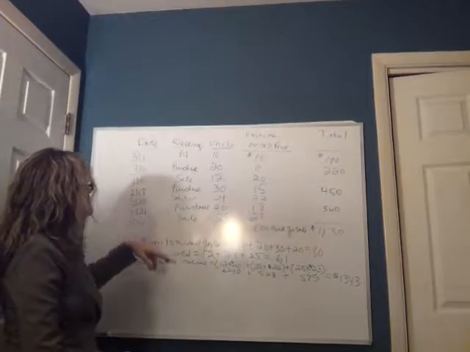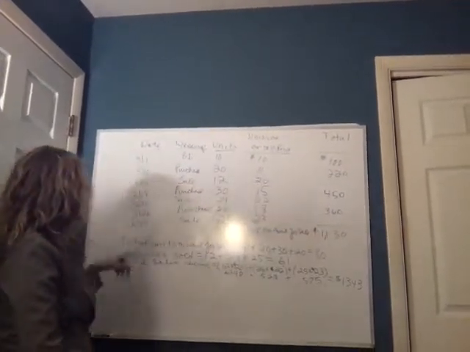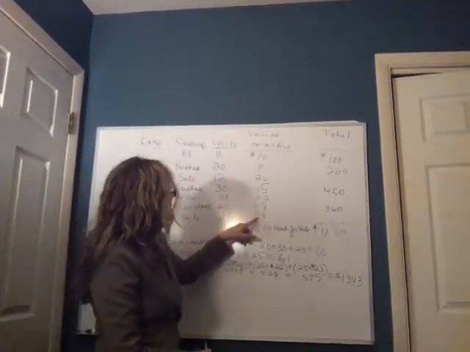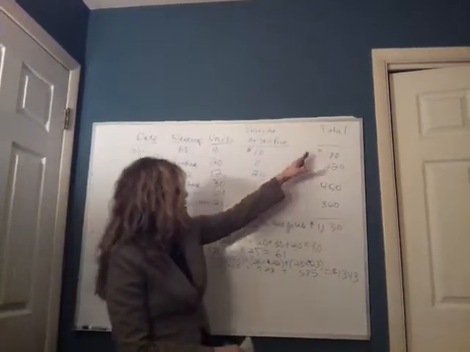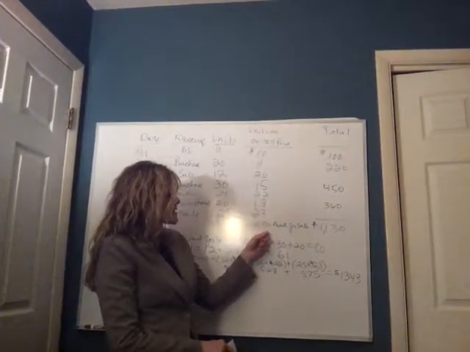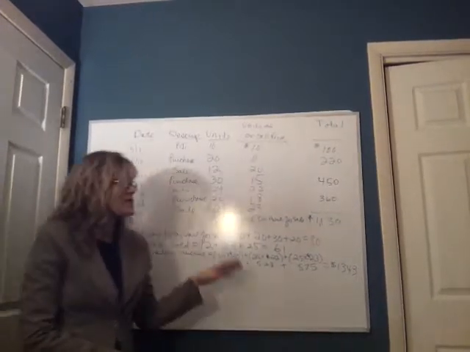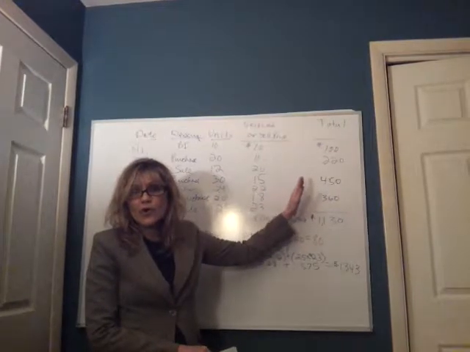Our next purchase is March 18th. 30 units at $15 a unit is $450. And our final purchase is March 26th. 20 units, $18 a unit for $360. If you add these amounts up, you will get a cost of goods available for sale of $1,130. I would suggest you do this as a first step when you're doing your homework.